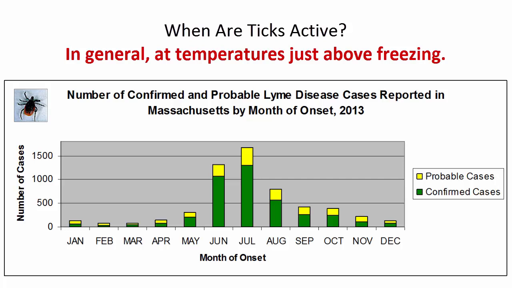For nymphs, the period of highest risk occurs from late April through early August, when they actively search for reservoir hosts. Nymphs tend to be more aggressive feeders than adult ticks. Plus, nymphs put people at higher risk simply because they're so small and more likely to go unnoticed on your body.